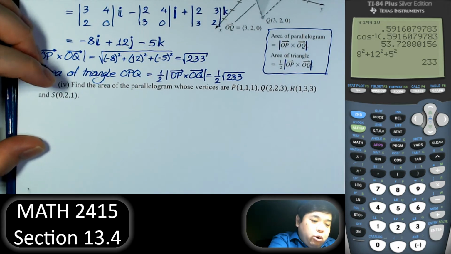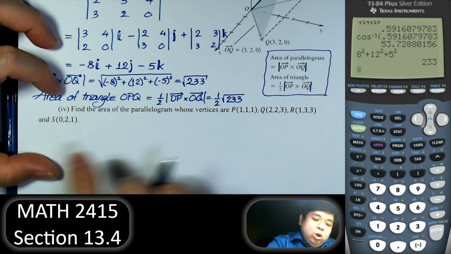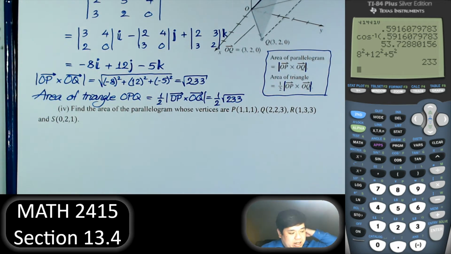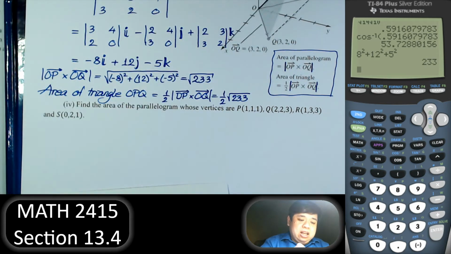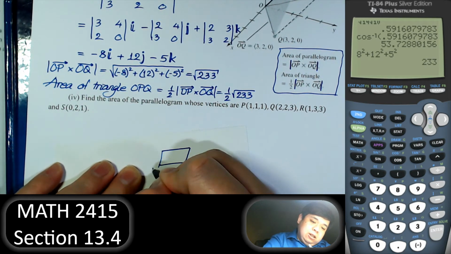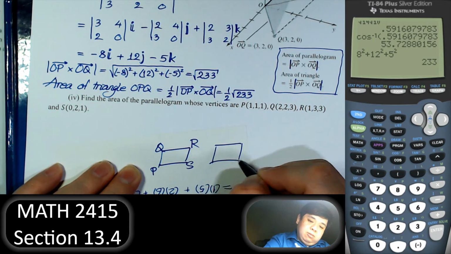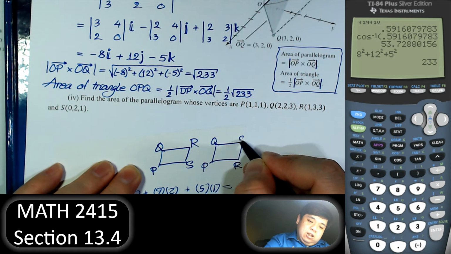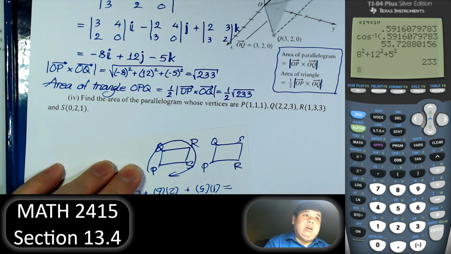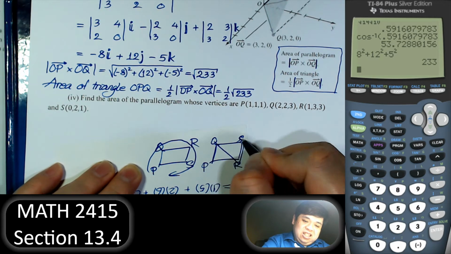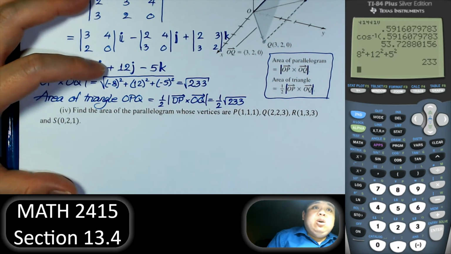Next, we have an example here. Find the area of the parallelogram whose vertices are these. Usually, it should work the way that P, Q, R, S, or whatever it is, the orientation will be either clockwise or counterclockwise. What I mean is, when the problem says P, Q, R, S, it should go around like this, and not in a zigzag like that. It's one direction.